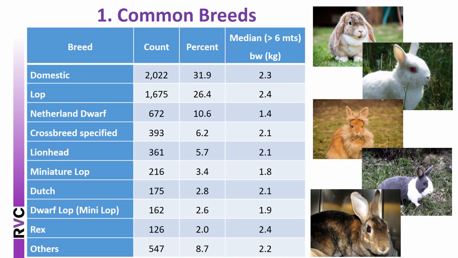When it comes to common breeds, the most common breeds were the domestic rabbit, just classed as domestic, but we had Lop, Netherland Dwarf, Lionhead, Miniature Lop, Dutch, Dwarf Lop, and Rex, all very common rabbits. These are all rabbits that look very different from the wild rabbit, and these are further examples of how mankind can selectively breed specific types of domestic animals.